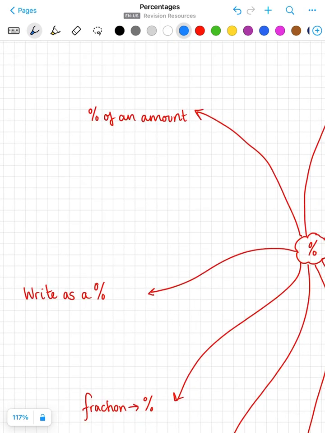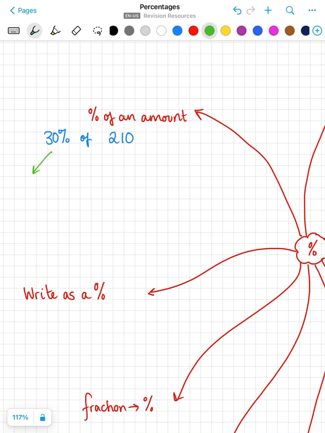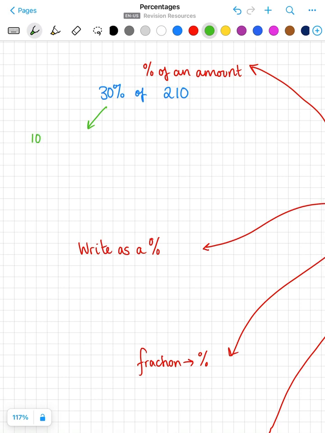Now, if we were to find 30% of 210, there are a few different ways of looking at this. A lot of people like the 10% method. So what we're saying when we're using the 10% method is that 100% is 210, and we want to find 10%. So to go from 100% to 10%, we're dividing by 10, so we do the same to our 210.